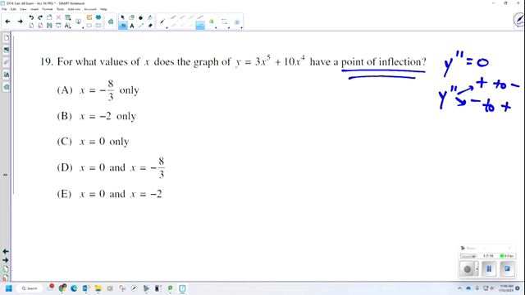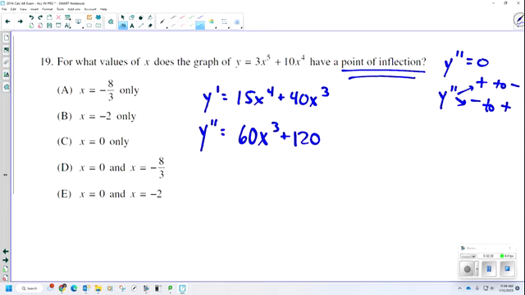So the first thing I need to do is find the second derivative, set it equal to 0, and figure out where all my possible points of inflection occur. First derivative, 15x to the fourth plus 40x cubed. Second derivative, 60x cubed plus 120x squared.